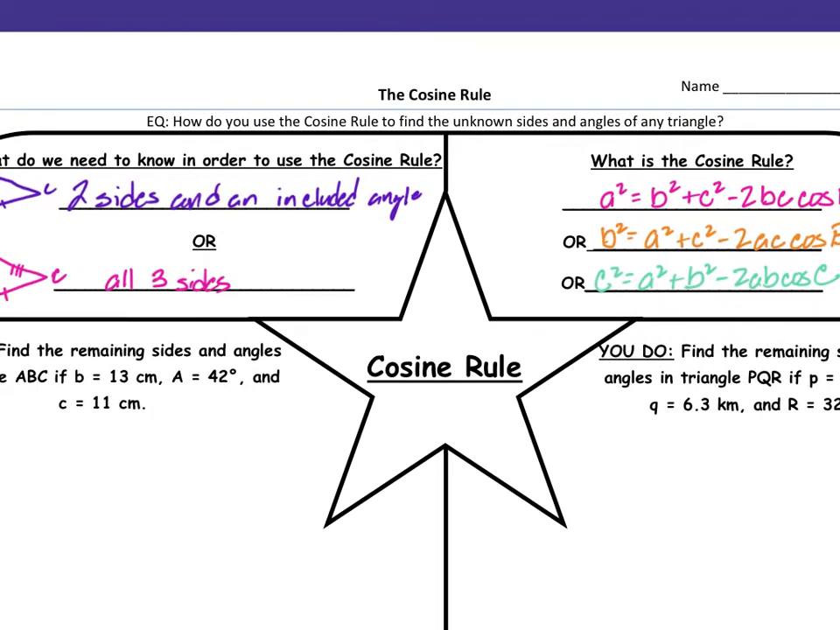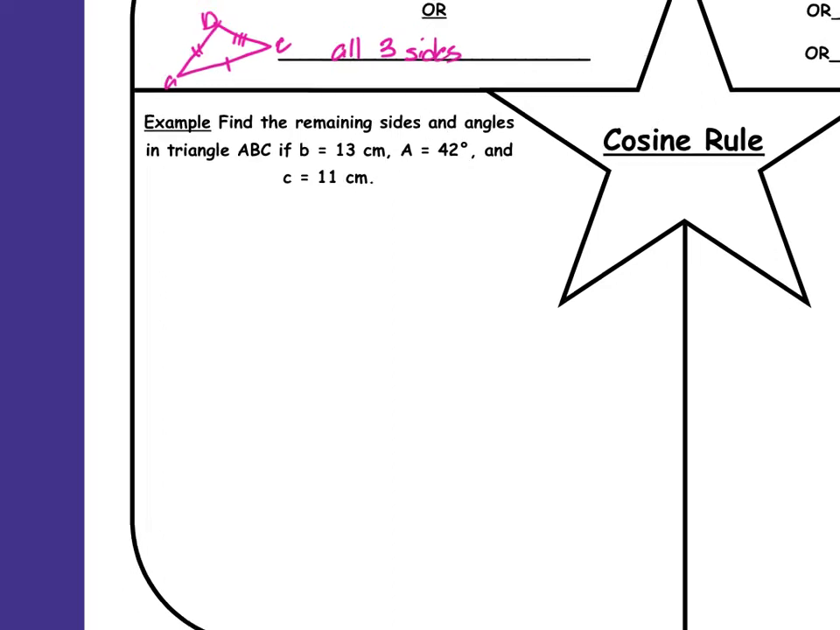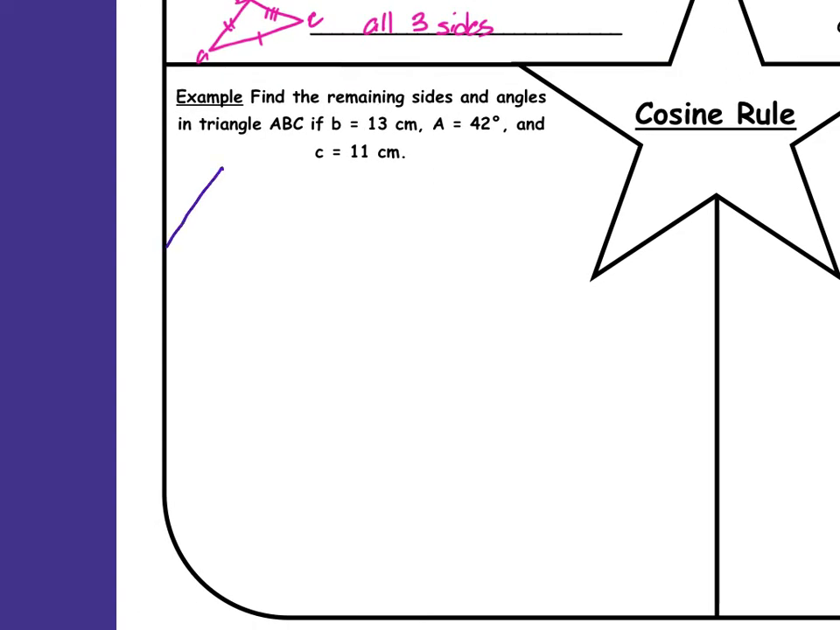So here we go. Let's see if we can do it then. Find the remaining sides and angle in triangle ABC. So we have triangle ABC, and B is 13 centimeters, and C is 11 centimeters, and A is 42 degrees. It says find the remaining sides in it. So I need to find all the angles and all the sides, basically.